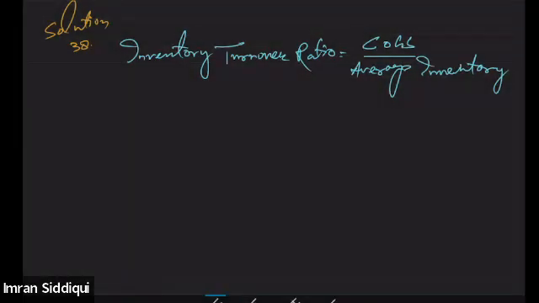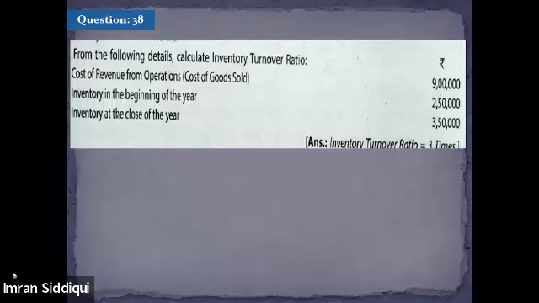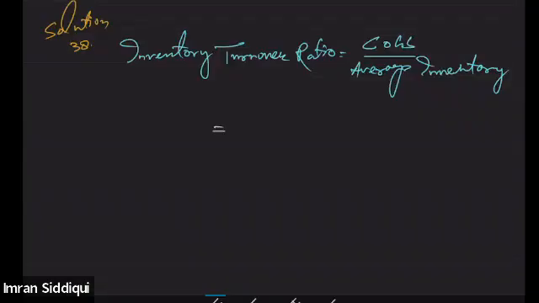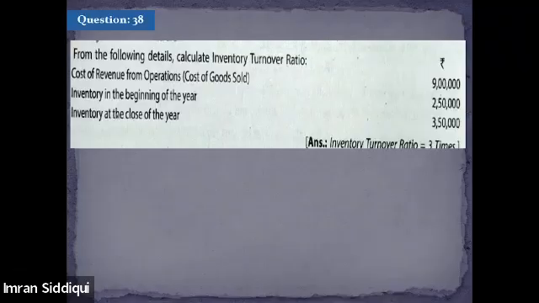Now see, what is already given in the question. Cost of revenue from operations is given, and in bracket it also says that this is the cost of goods sold. So the first item in the question is cost of goods sold that we require as per our formula. And the average inventory, determine the average inventory. We are provided with the inventory at the beginning and inventory at the end. So to find out the average inventory, we'll simply total it and divide it by 2.